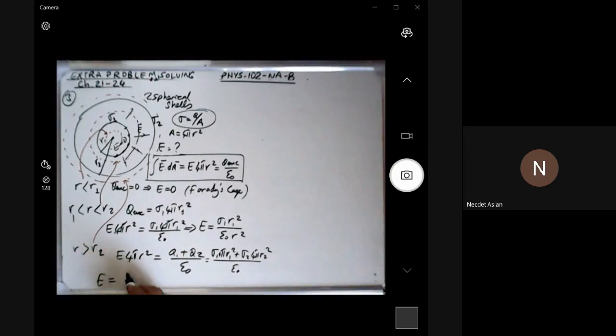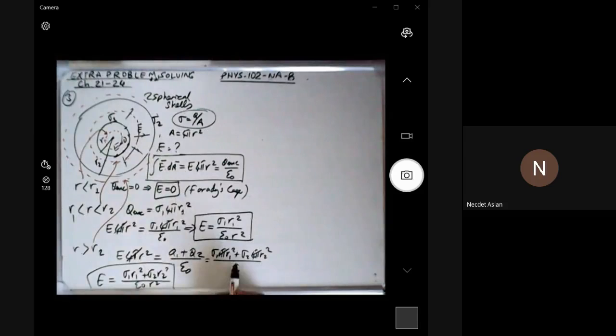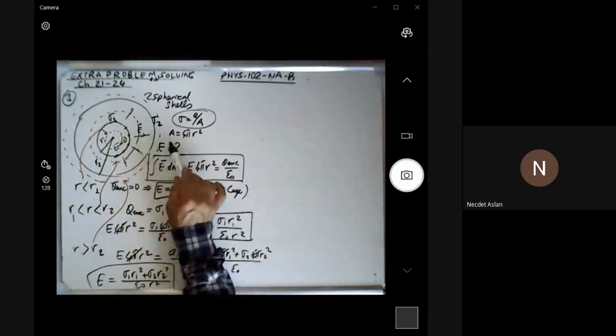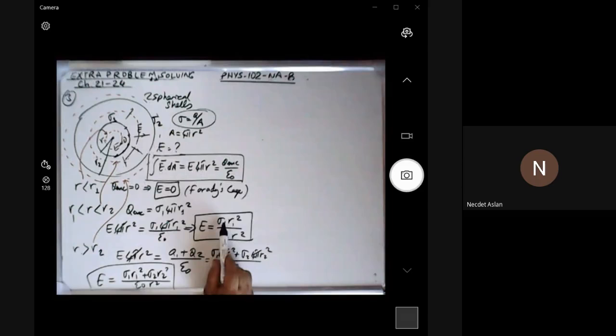The 4 pi's will cancel, and all we are left with in the numerator is sigma 1 R1 squared plus sigma 2 R2 squared, and the denominator is just epsilon 0 times r squared. So this is the expression we have, and I will put it in a circle. As you see, in the first region we have zero electric field. In the second region, the electric field is given by this expression, in the radial direction, either away from the center or towards the center, depending on the charge being positive or negative.